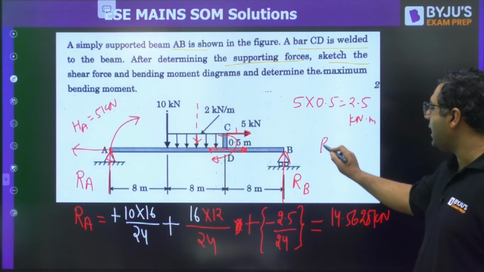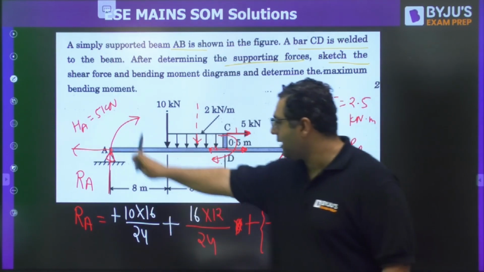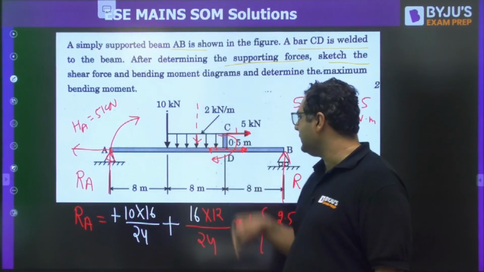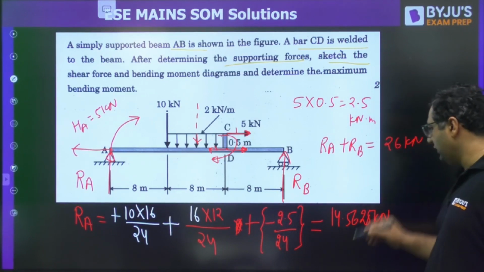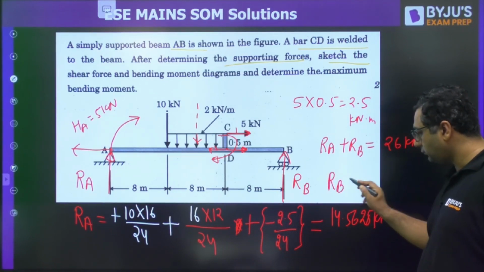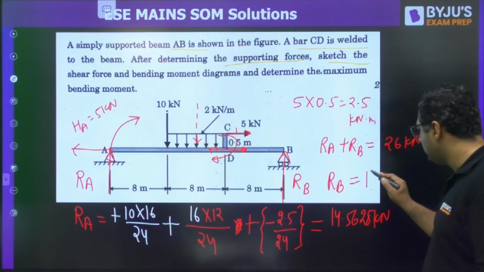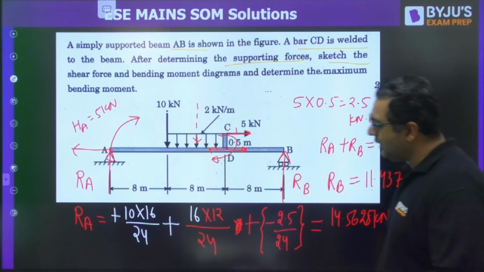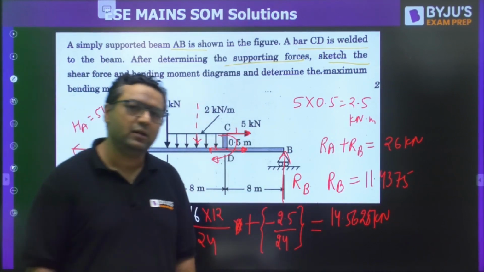Then you also know RA plus RB. RA upward, RB upward, that is equal to 10 downward, 2 into 8, 16 downward. It is equal to 26. So it will give us RB also. RB we will be getting as 11.4375.